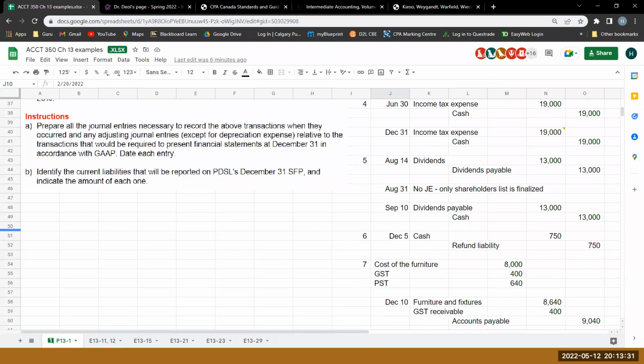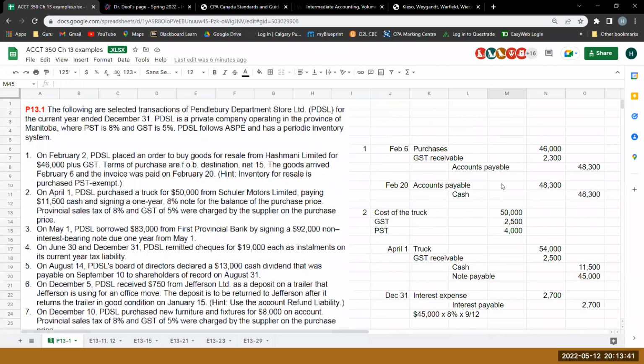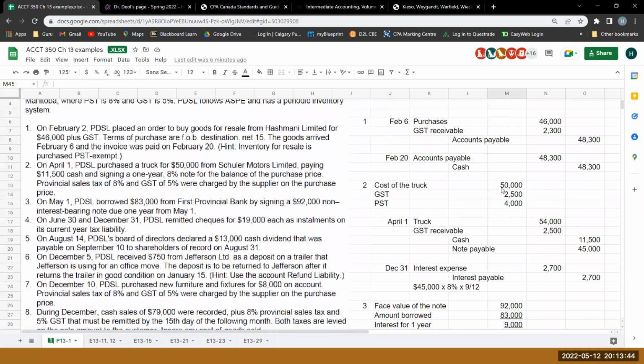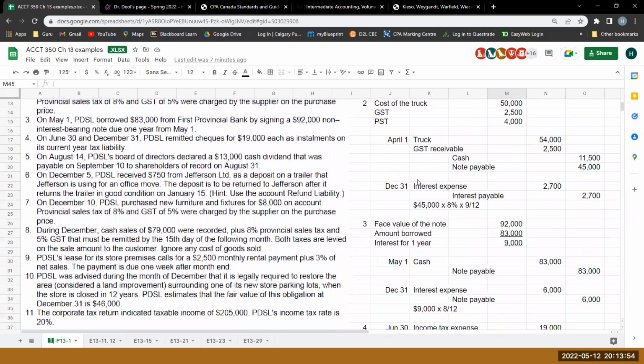All right. Now, part B of the question said identify the current liabilities that'll be reported on the balance sheet. The best way to do it would be to go through each of the journal entries. Over here, the accounts payable are paid off for number one, so we don't have anything remaining. For number two, we have the note payable of 45,000, and then we have an interest payable of 2,700 that'll show up.